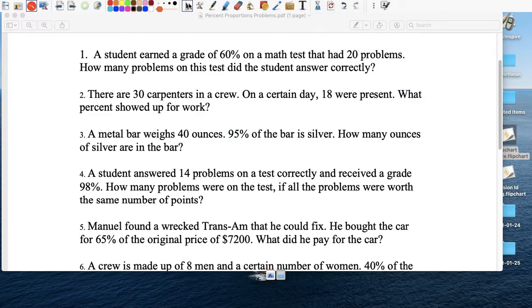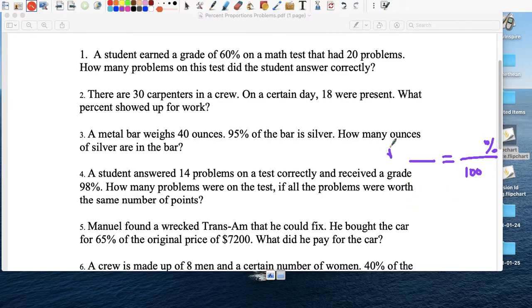Question 4. A student got 14 answers correct and got 98%. How many questions were on the test? Un estudiante sacó una nota buenísima del 98%. Él tuvo 14 problemas correctos. ¿Cuántas preguntas había en el test?